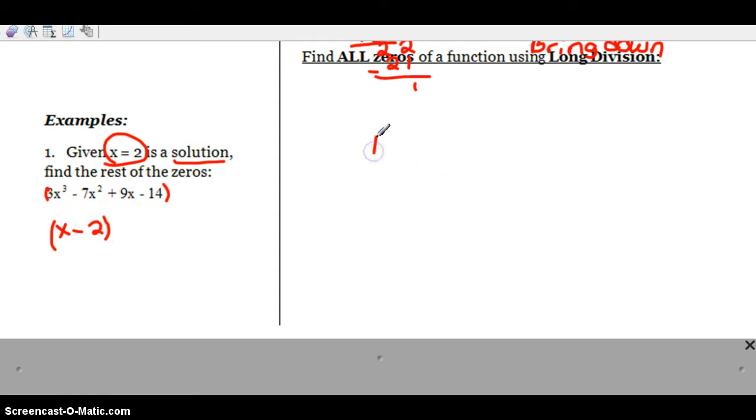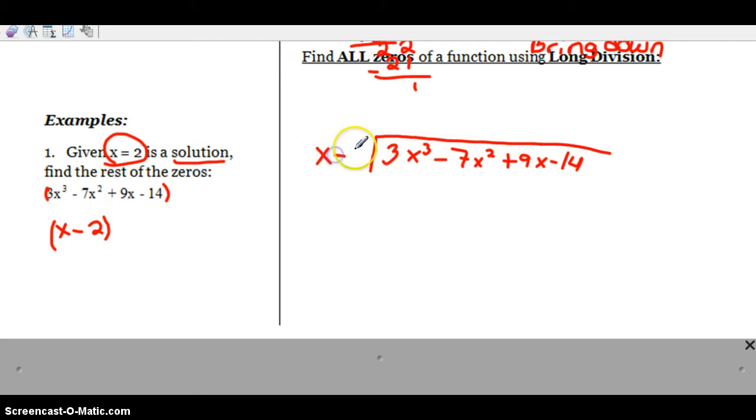So when I set up my work, I'm going to put 3x cubed, and then minus 7x squared plus 9x, and then minus 14. All of that is going to go underneath the square root symbol. And then I'm going to divide by x minus 2. That's going to go on the outside.